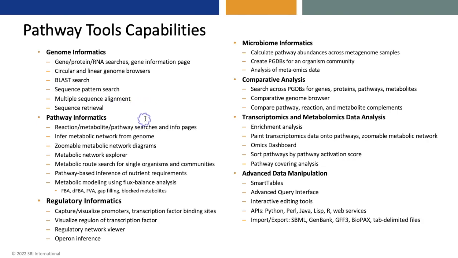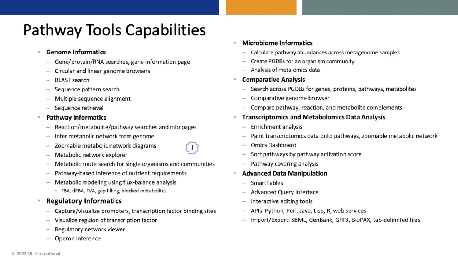BLAST searches are supported, as are sequence pattern searches, and a multiple sequence alignment tool, and there's a sequence retrieval tool. Similarly, under pathway informatics, we have search tools for reactions, metabolites, and pathways, and information pages for all three of those entities. Pathologic will infer a metabolic network for an organism from its genome. It will also create zoomable metabolic map diagrams for each organism it processes.